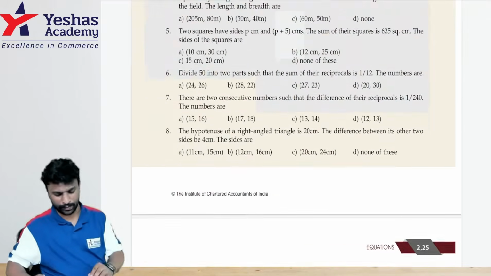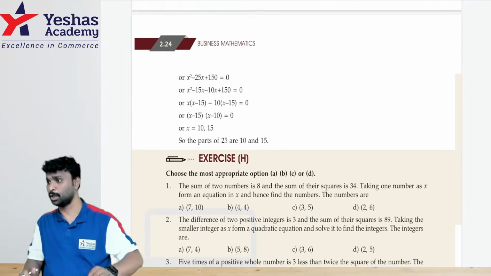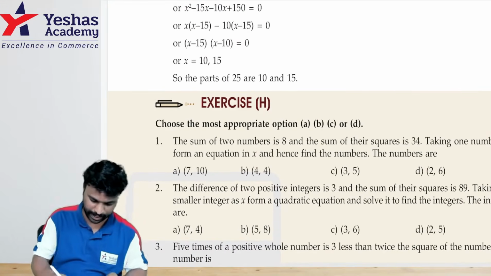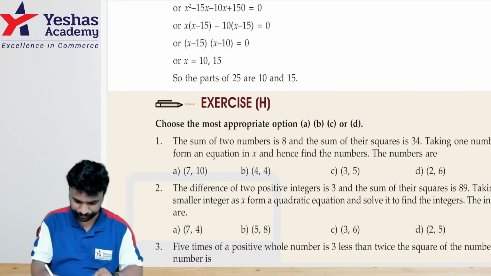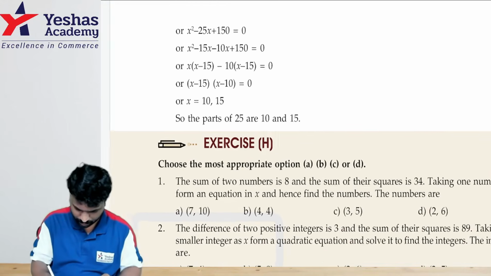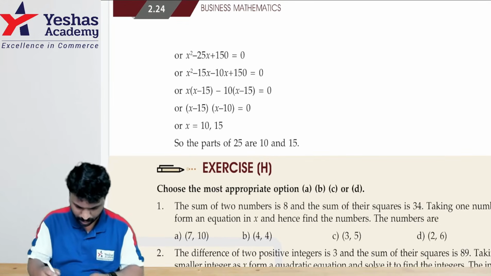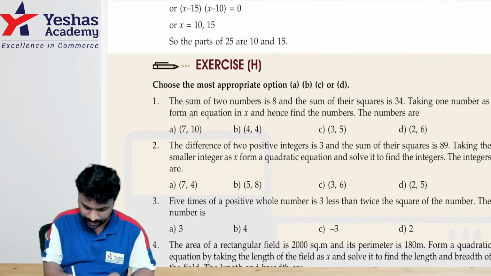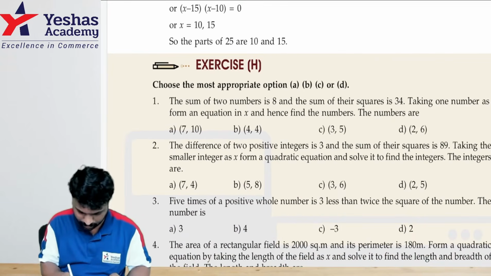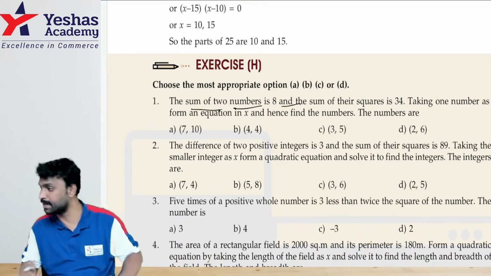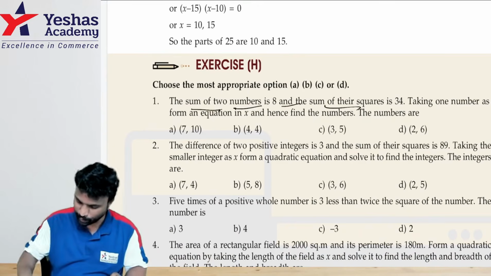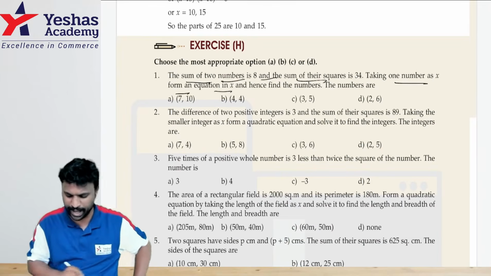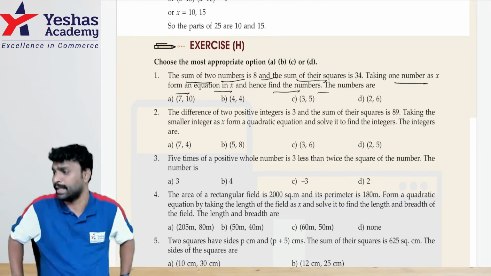Hello everyone, let's start with exercise questions on chapter number 2. We had done questions up to exercise G. Now let's continue with exercise H. The first question of this exercise is the sum of two numbers is 8 and sum of their squares is 34. Taking one number as x, form an equation in x and hence find the numbers, and the numbers are.